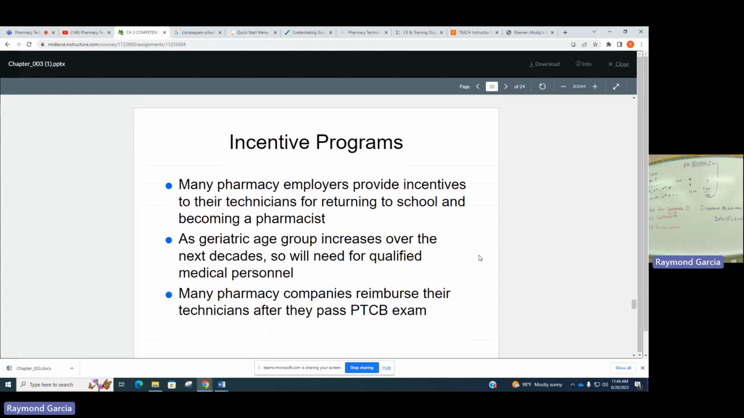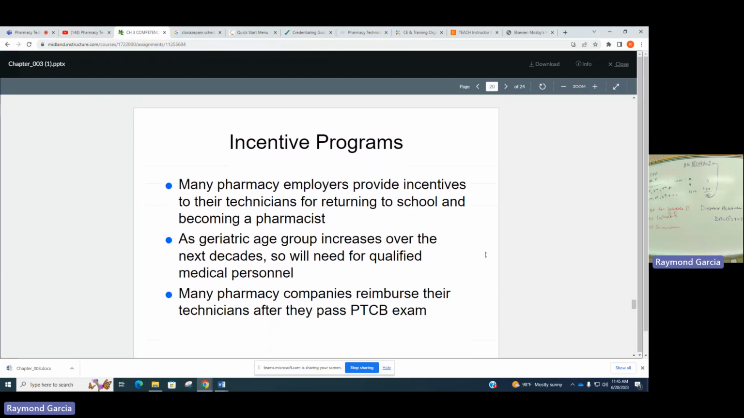Some incentive programs: many pharmacy employers provide incentive to their technicians for returning to school and becoming a pharmacist. CVS might do it, Walgreens, but I usually see this in the hospital setting where they have scholarships for you to go to school, which you'll have to sign a contract for because they'll want you to come back to work for them because they sent you to school. So I have seen a couple of my colleagues become pharmacists.